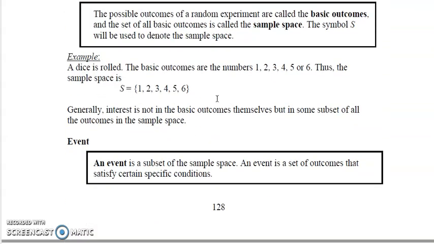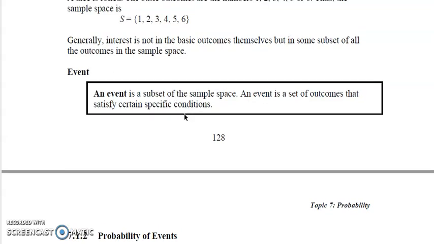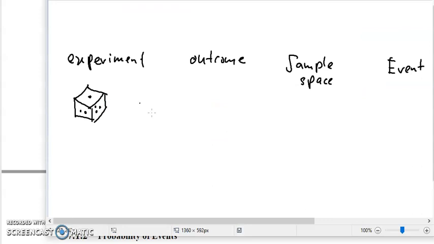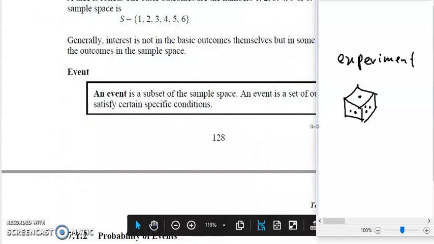Okay, this is just some example. I'm going to give some examples later and relate all the terms here. Events: what is an event? An event is a subset of a sample space, which is a set of outcomes that satisfy certain specific conditions. So I'm going to give some examples here. Let's start with experiments.